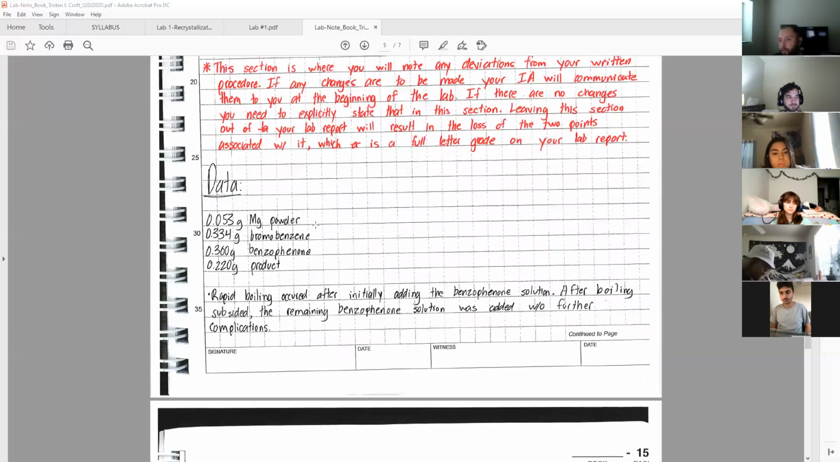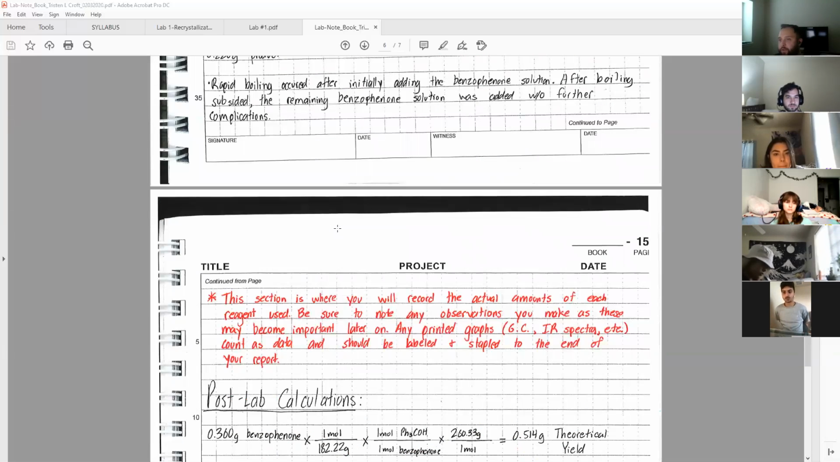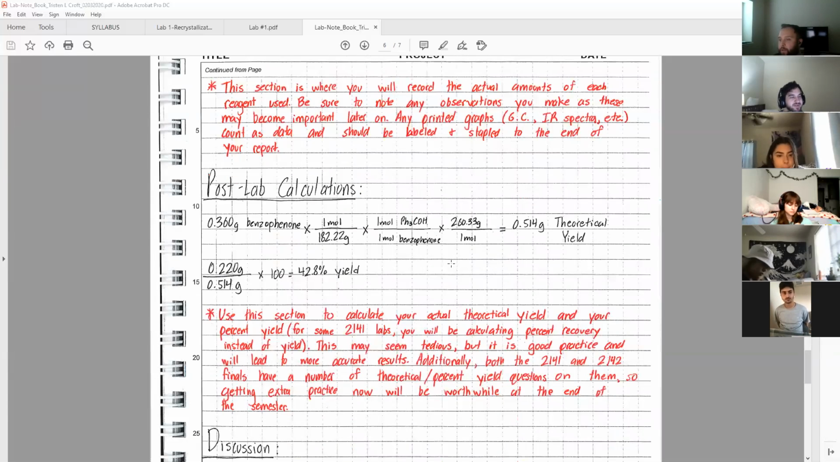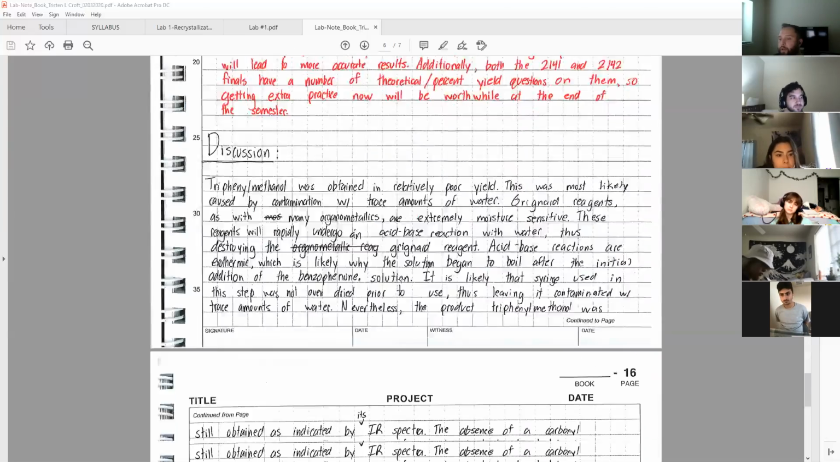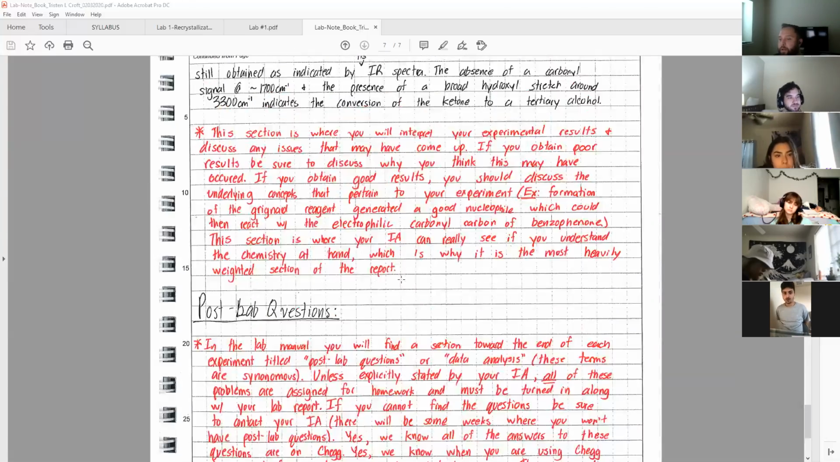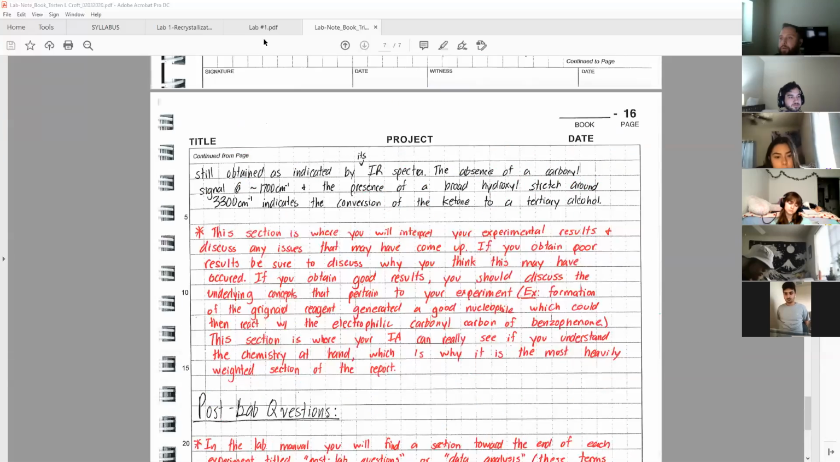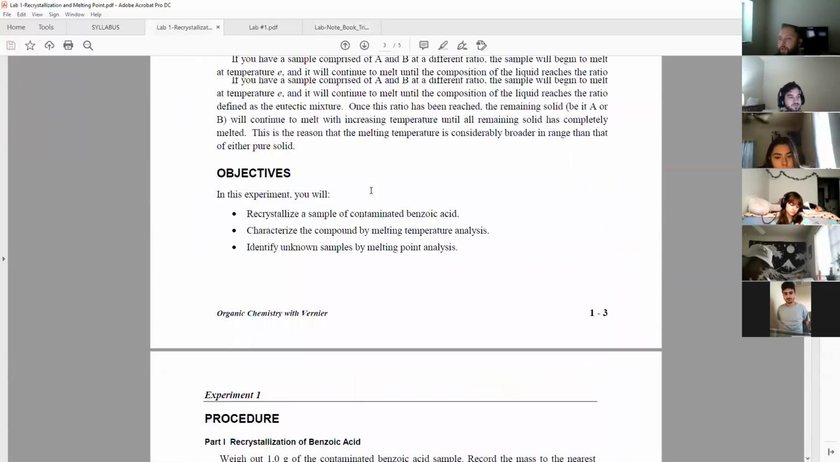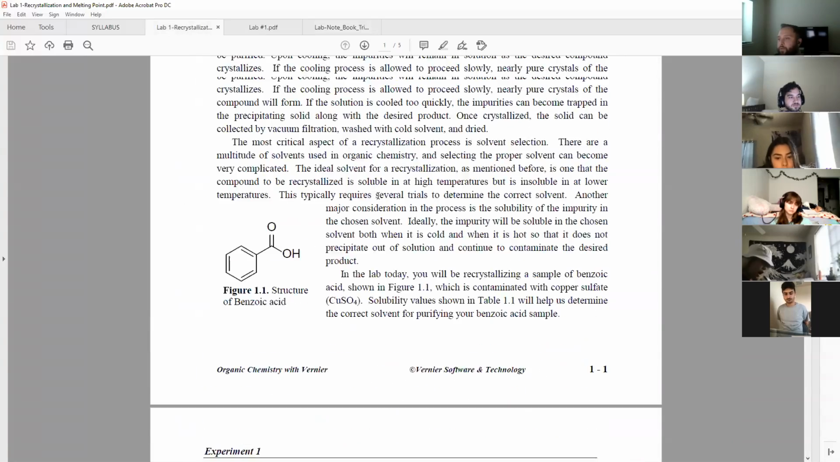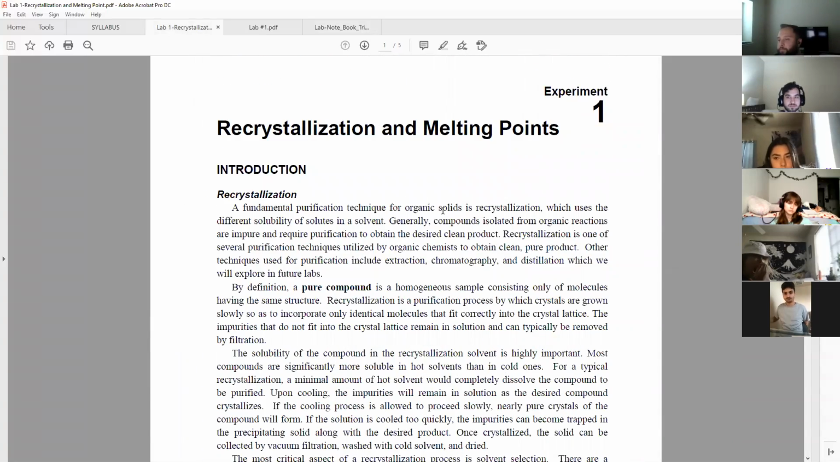And then data: there's all the data in the Excel sheet that Dr. Rastogi posted and gave to you guys. And then here are the post-lab calculations. You guys won't be doing that for this one. And then there are post-lab questions. So let's go to here. Everyone should have access to this document. This is your lab manual document.